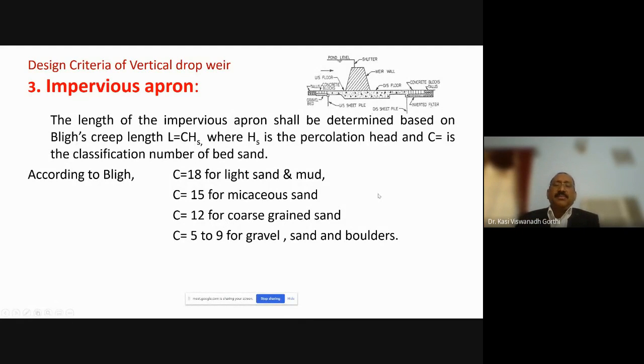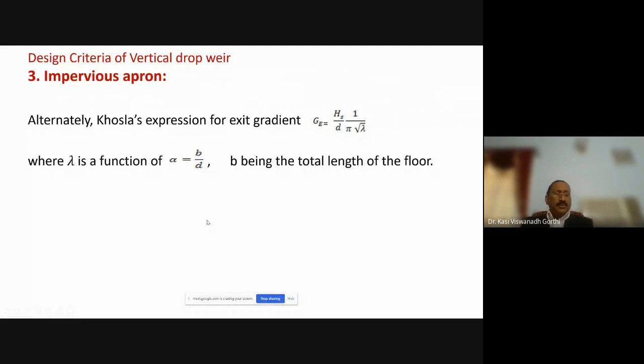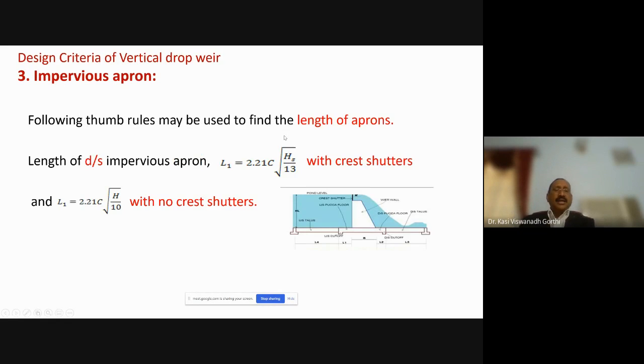So based on the type of sand available in the foundation material, the value of C is to be chosen. Alternatively, Khosla's expression for the exit gradient also may be used. GE is equal to HS by D into 1 by pi root lambda, where lambda is a function of alpha. Alpha is equal to B by D, and B is the total length of the floor. So get the value of the total length of the floor B from this exit gradient. In a nutshell, thumb rules may be used to arrive at the total lengths on the downstream side as well as on the upstream side of the apron.